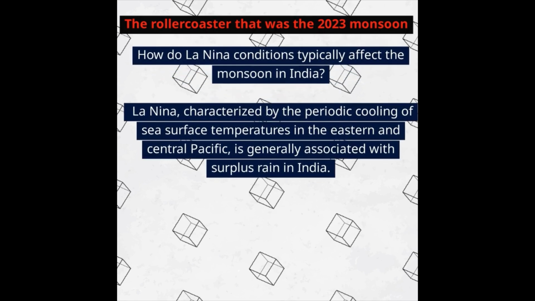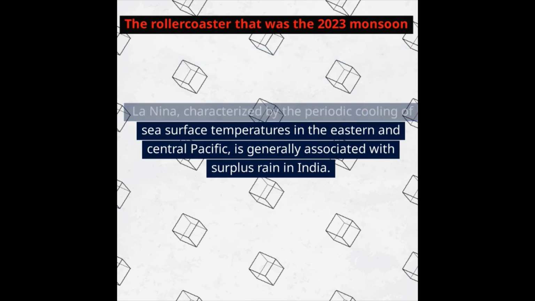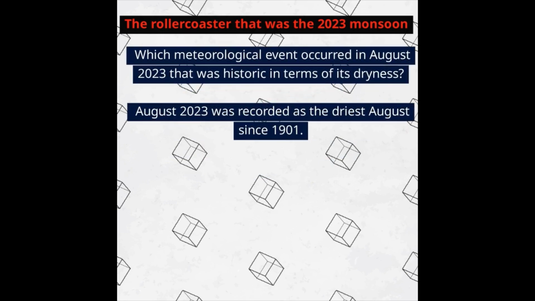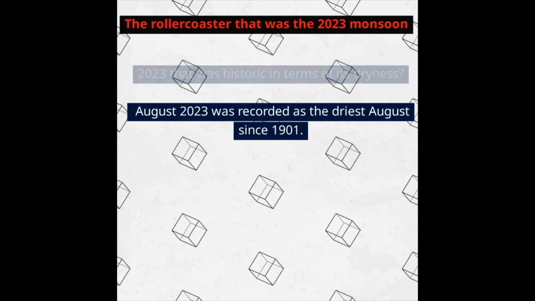How do La Niña conditions typically affect the monsoon in India? La Niña, characterized by the periodic cooling of sea surface temperatures in the eastern and central Pacific, is generally associated with surplus rain in India. Which meteorological event occurred in August 2023 that was historic in terms of its dryness? August 2023 was recorded as the driest August since 1901.